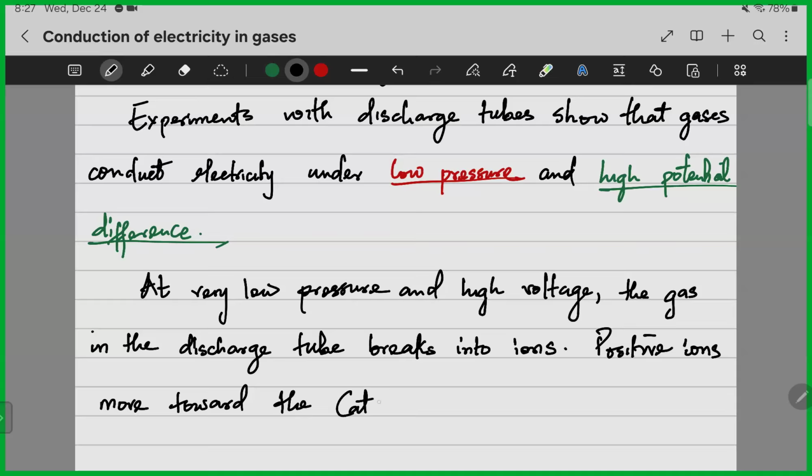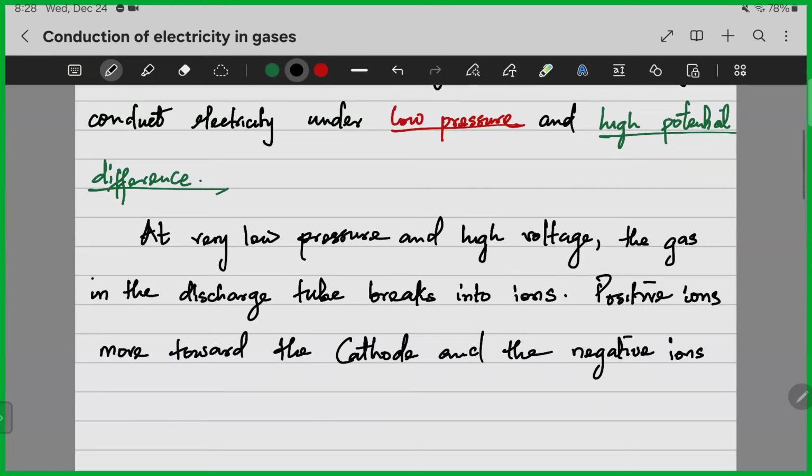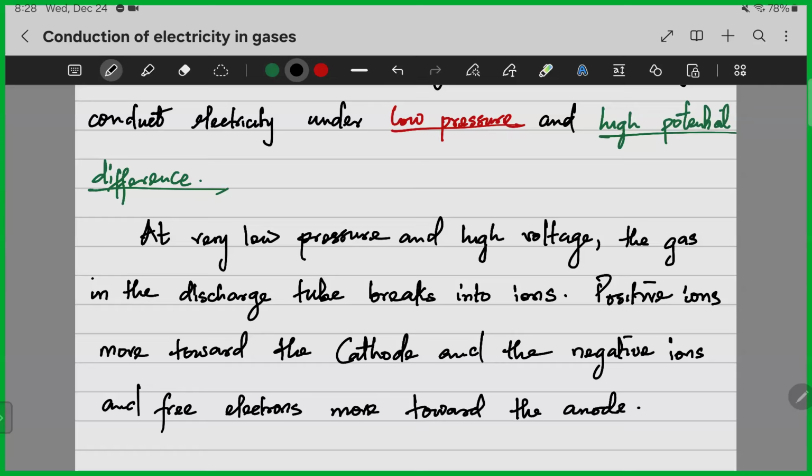Remember the law of electrostatics? Positive ions move towards the cathode because the cathode is the negative electrode. So positive ions move toward the cathode, and the negative ions and free electrons move toward the anode. Keep that in mind.